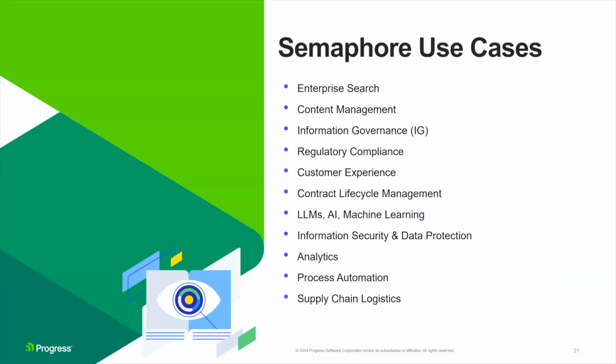So what are some Semaphore use cases? Enterprise search, we talked about that a little bit. Content management is probably our biggest one. We're getting more and more involved in information governance. So going in and tagging your documents, regulatory compliance, contract management. The big one right now, though, bigger than anything, are looking at RAG technologies and RAG processes, and putting Semaphore behind your LLMs or assisting AI or machine learning. So that's probably the most exciting use case we're seeing right now.